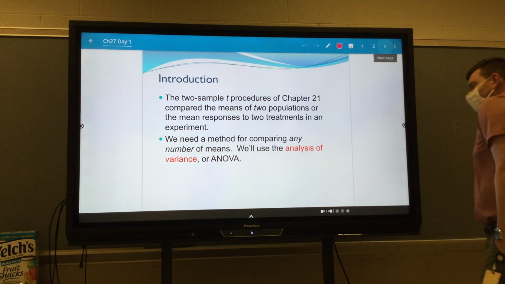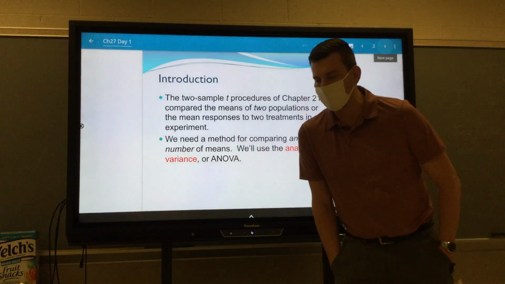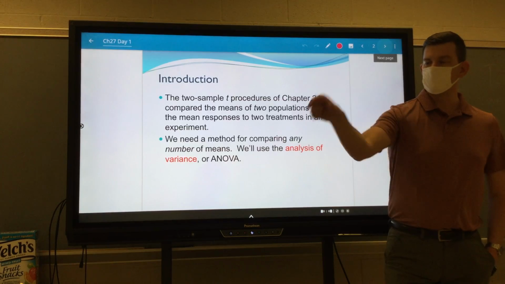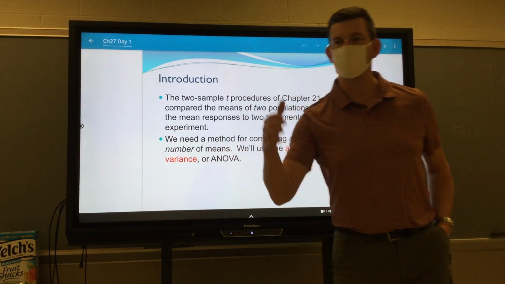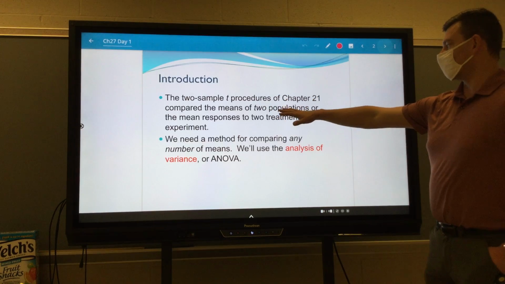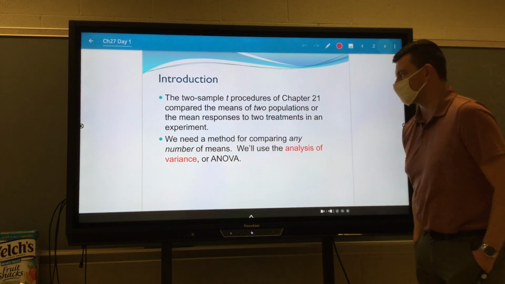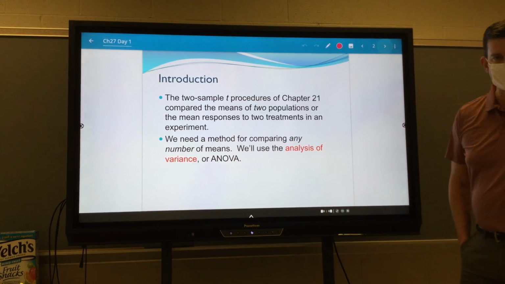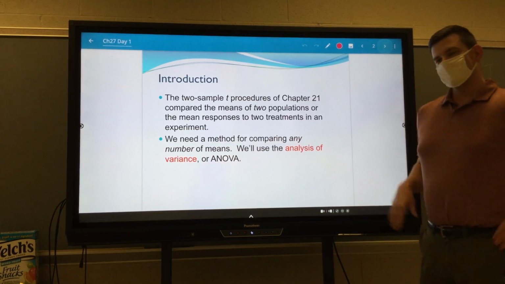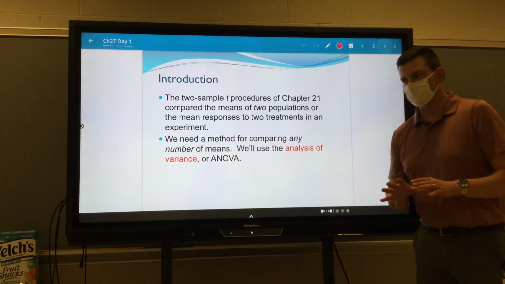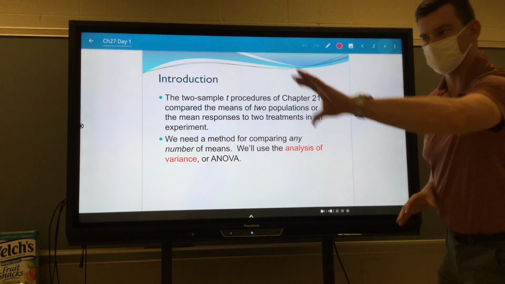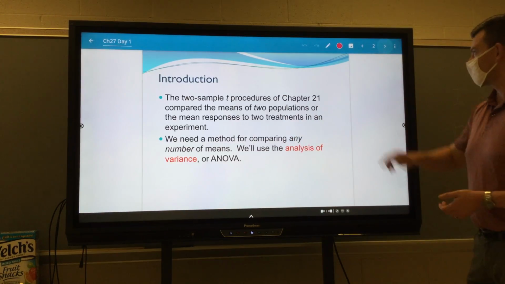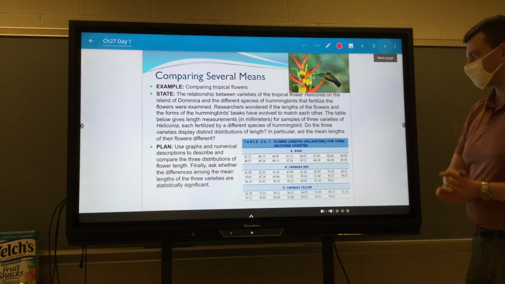Now, again, like what we saw with chi-square, we looked at why we do not just use our two sample procedures for comparing two things against each other, picking and choosing and making those comparisons. Okay? Well, we had two sample t procedures to compare two populations or the mean responses of two treatments in an experiment. But we're, again, taking a step back to look at the big picture, because if you're just looking at these two, well, what about this third one? How is that impacting the overall dispersion? Okay? Or a fourth one, or a fifth one.